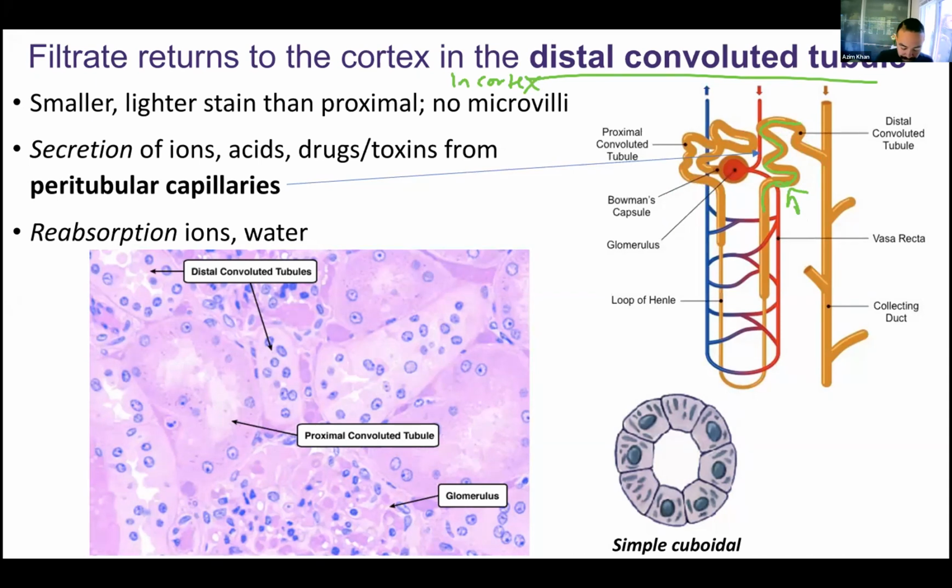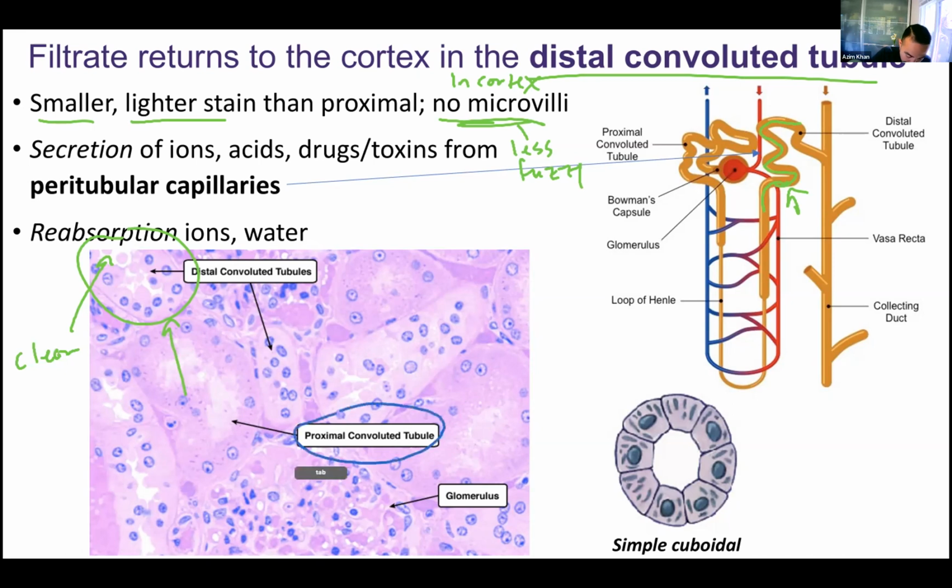convoluted tubule. It's smaller, generally stains lighter, and there's no microvilli, so it's less fuzzy. You can see, here's a great example. You can see how clear the white space is here. It's less fuzzy, while the proximal convoluted tubule has a lot of fuzziness in the inside.